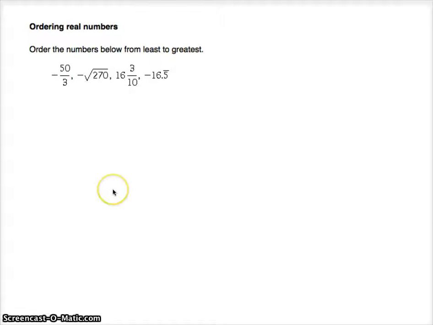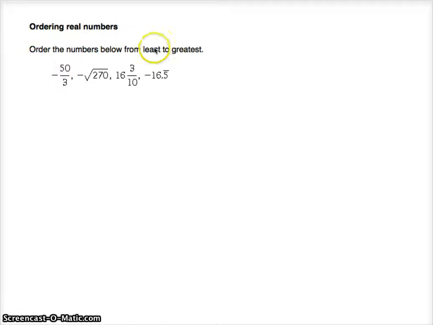We're going to start working with rational and irrational numbers, and here's where we're going to start with ordering real numbers. Real numbers just mean that they're numbers that we work with every day. There's two types of numbers, real and imaginary, and for a long time you guys are only going to work with real numbers because we really don't work with imaginary numbers in everyday life.